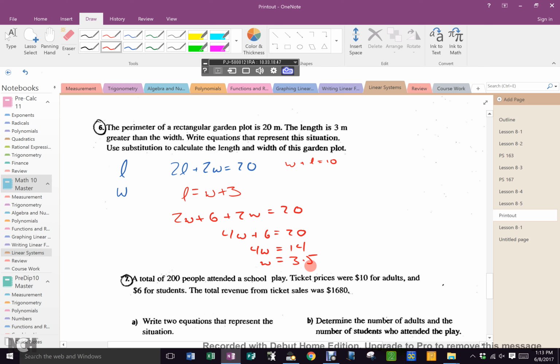W equals 3.5. If W is 3.5, what's length? Length is 3 meters greater than the width. 6.5. L equals 6.5, W equals 3.5. Does that equal 10?